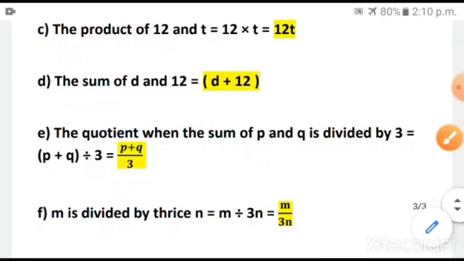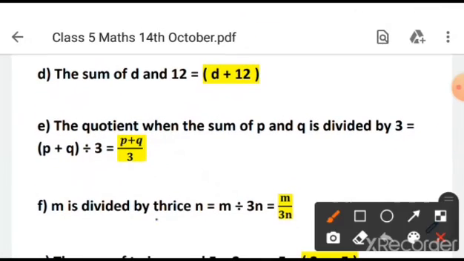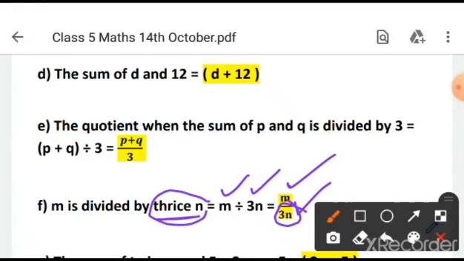Next, m is divided by thrice n. So here thrice means 3n. So m divided by 3n, that is equals to m by 3n. Why 3n? Because here in the question you have thrice n. Thrice means 3 times or multiply by 3.